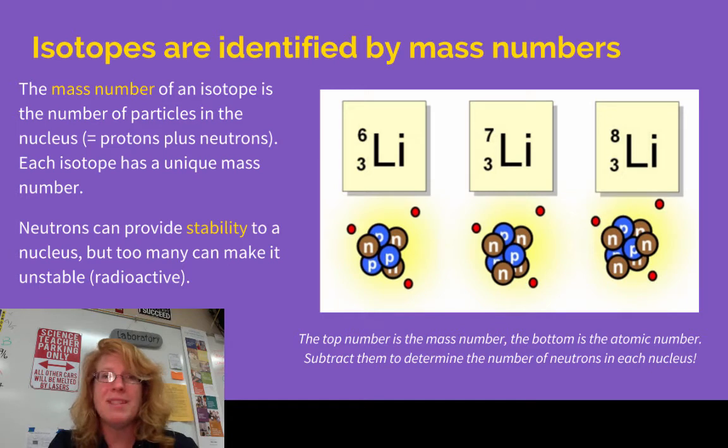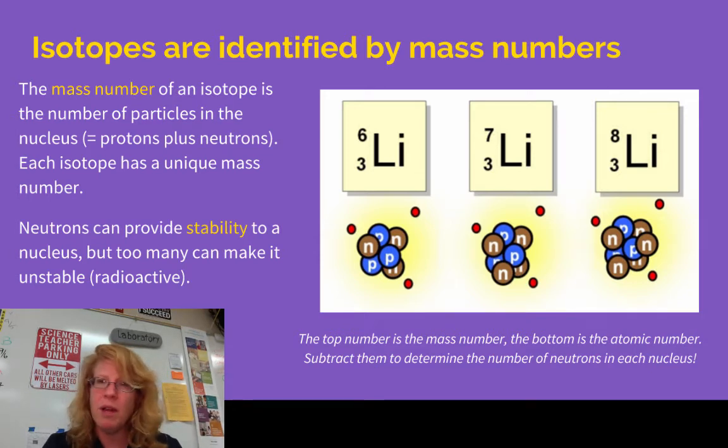So lithium-6, the lightest one, has 3 protons and 3 neutrons to give you a total of 6 things in the nucleus. Lithium-7 would have 4 neutrons for a total of 7 total items in there. And then lithium-8 has 3 protons and it must have 5 neutrons to get that total mass in there. So what is it about neutrons?